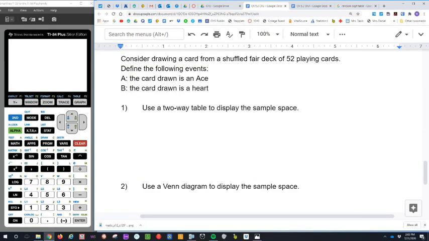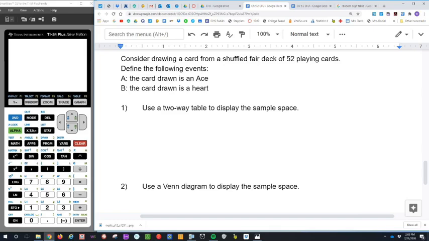All right, so this is 5.2, check for understanding, concept 2. The question goes, consider drawing a card from a shuffled fair deck of 52 playing cards. So define the following events. Event A, the card drawn is an ace. Event B, the card drawn is a heart.